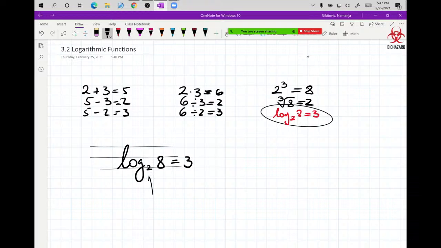So you know that this is a very, very small 2. It's like an index, like when you write x1 or x2. You don't write x2, you say x sub 2. That's the same way you're going to say log base 2 of 8. But technically, we are going to now say we are talking about log base a of b equals c.